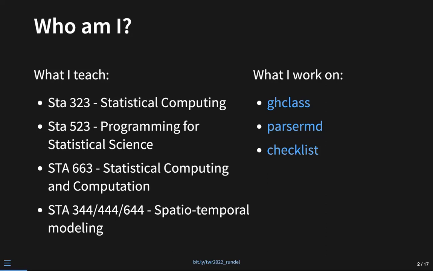And so the 3 packages that are listed on the left are all R packages that I've been working on recently. GH class and Parse Rmd are on CRAN. Checklist is not, but should be soon. I have other things that are out there, but these are the ones that I'm particularly going to touch on today as we go through some examples about all of this stuff. So I'm going to give you some context about how all of this works, what my workflow looks like, and why we're choosing to do all of these things in this particular way.